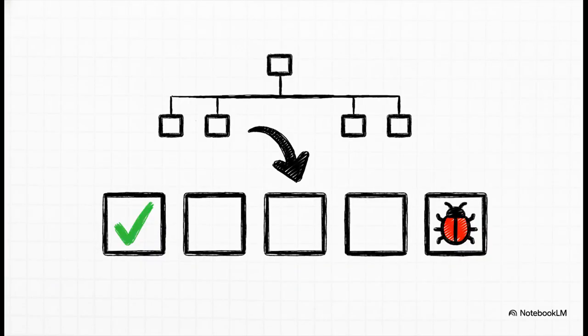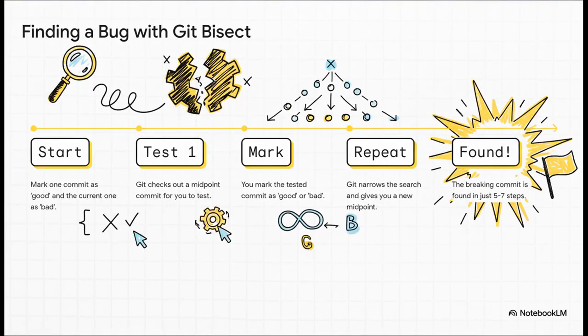Now, that's great for finding a bug in a static block of code, but what about regressions? You know, those sneaky bugs where you swear, this worked last week. For these, there's an even more powerful automated tool that actually uses your code's own history to find the culprit. Let me introduce you to Git Bisect. This is pretty much the nuclear option for finding the exact moment a bug was born.